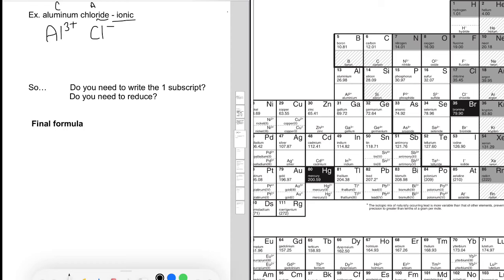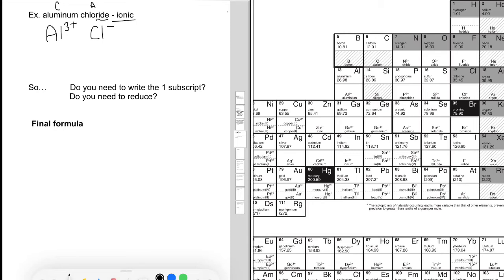Okay, so then we think to ourselves, 3 positive. What that means is when it forms an ion, it has 3 more protons than it does electrons, which means it has given up 3 electrons. Okay, so it wants to give away 3 electrons. Chlorine is Cl minus, so it wants to gain just a single electron.